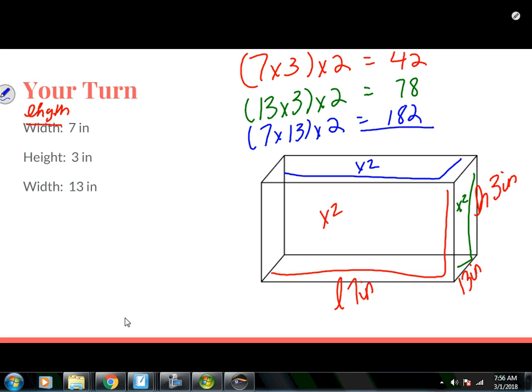Add those up together. 8 plus 2 is 10, plus 2 is 12. 4 plus 1 is 5, plus 7 is 12, plus 8 is 20. Carry my 1 and 3. 302 inches squared.